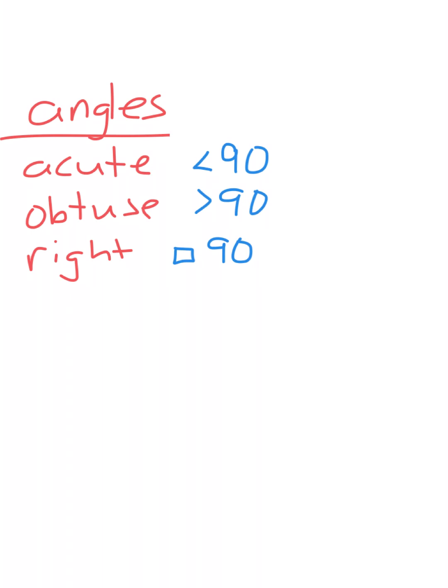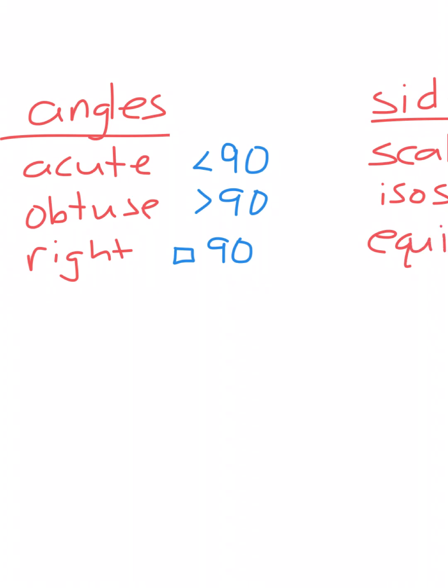Yep. Now, classification with sides. What are our options? Scalene, isosceles. What's the last one? Close. Equilateral. Equilateral. Okay, let's talk about these.